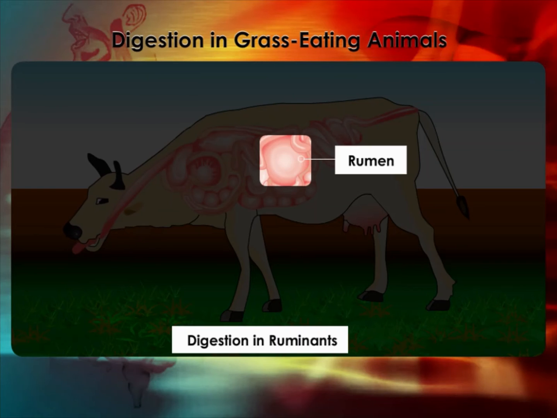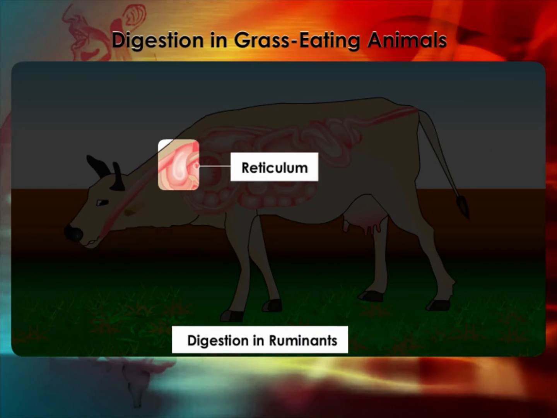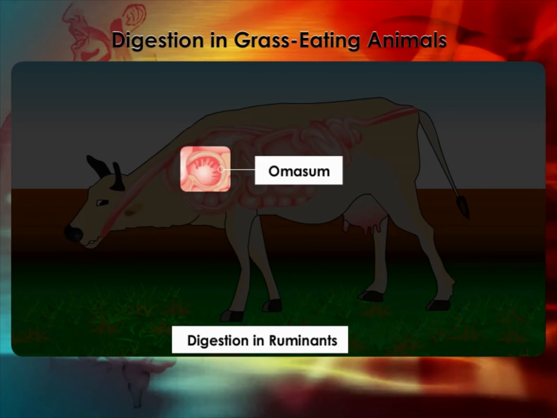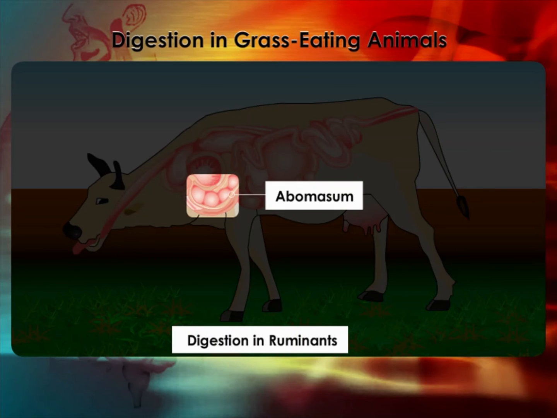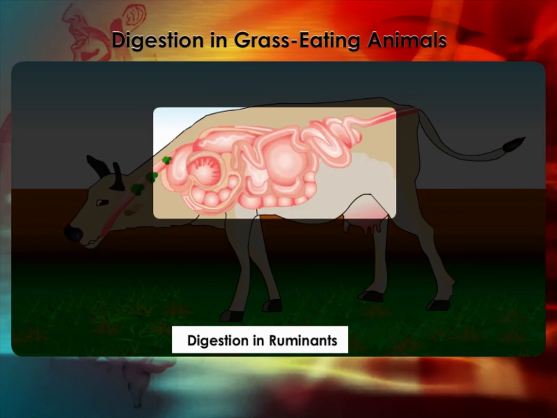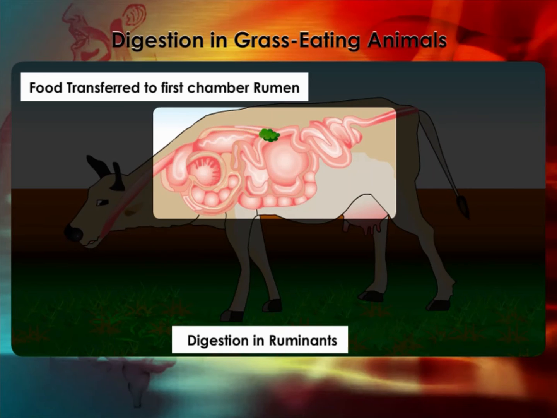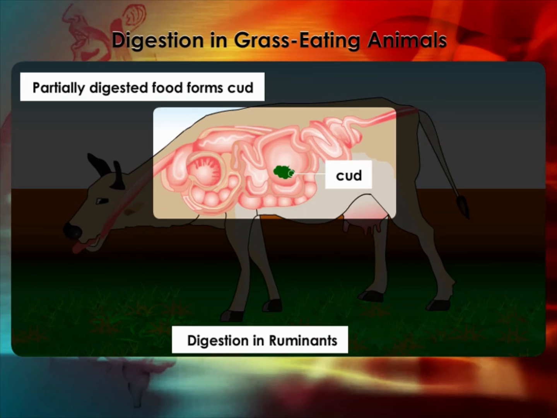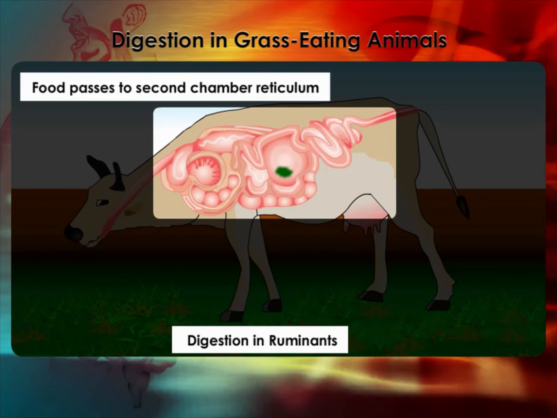They are 1. Rumen, 2. Reticulum, 3. Omasum, 4. Abomasum. At first, the ruminants eat and swallow food. The food is then transferred into the first chamber called the rumen. In the rumen, the food is partially digested and forms cud. It then passes to the second chamber, reticulum.